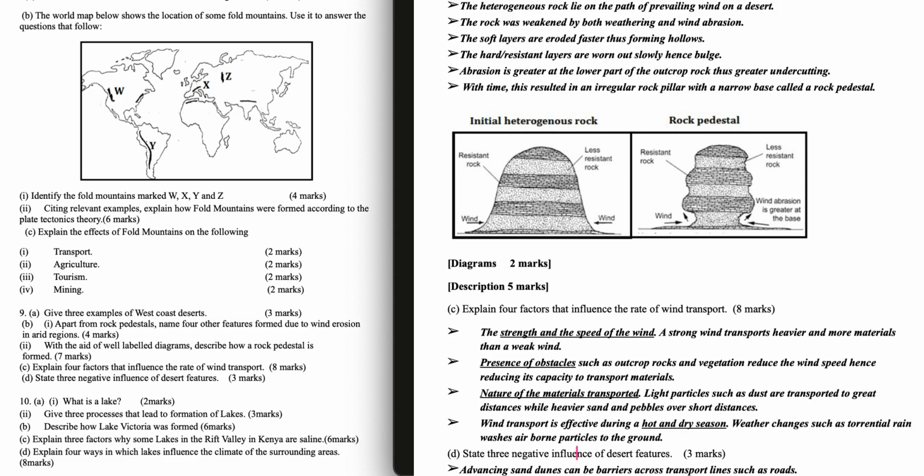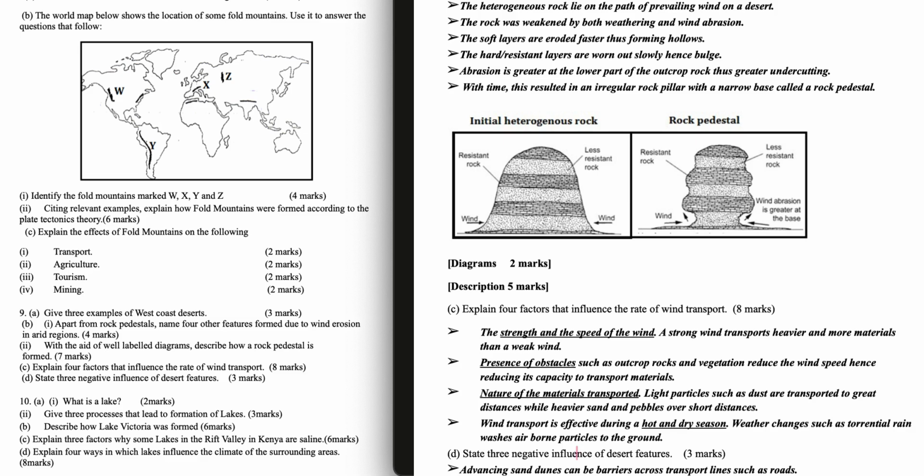Nature of the materials transported. Light particles such as dust are transported to great distances, while heavier sand and pebbles over short distances. Wind transport is effective during a hot and dry season. Weather changes such as torrential rain wash airborne particles to the ground.